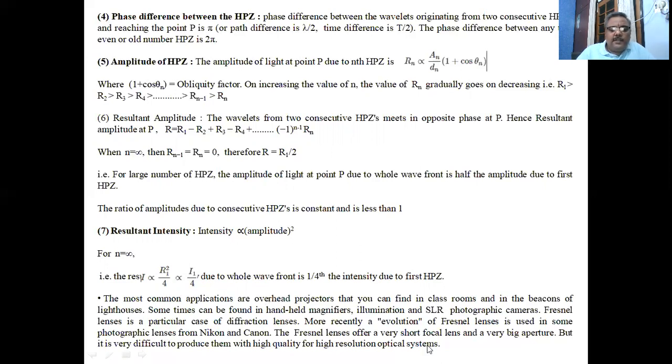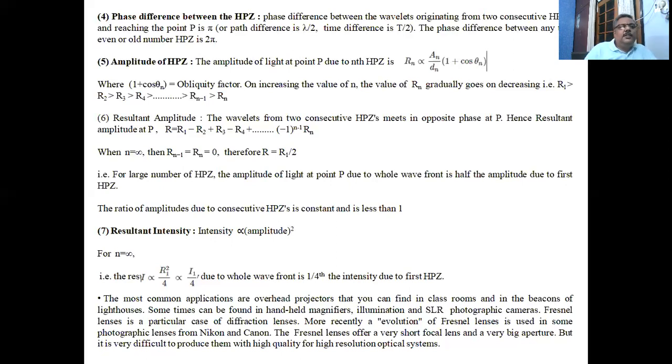The most common applications of these Fresnel half period zones are in overhead projectors, which one can find in the classroom, and in the beacons of lighthouses. Sometimes it can be found in handheld magnifiers, illumination and SLR photographic cameras. Fresnel lenses are a particular case of diffraction lenses. More recently, an evolution of Fresnel lenses is used in some photographic lenses from Nikon and Canon. The Fresnel lenses offer a very short focal length and a very bright big aperture. But it is very difficult to produce them with high quality or high resolution optical systems.